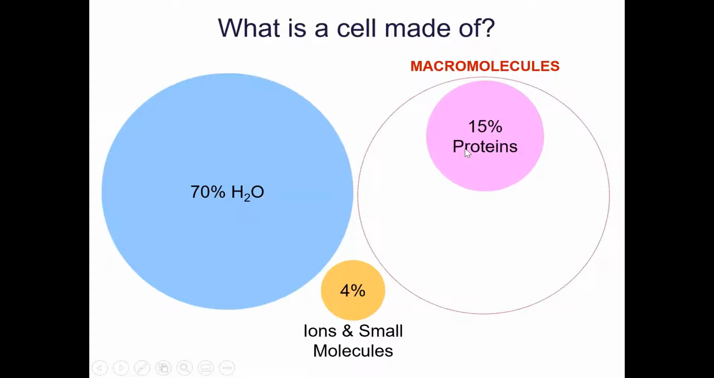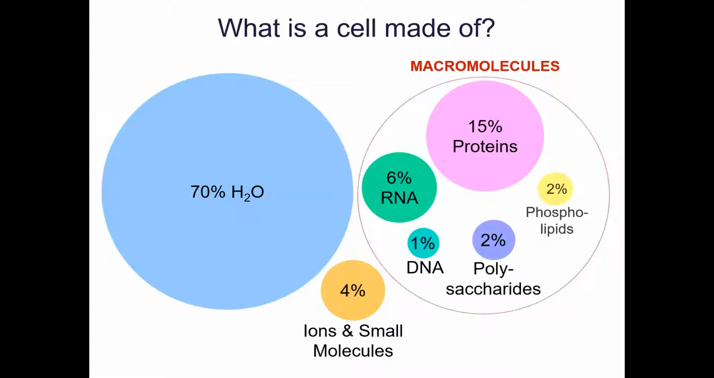So here's the rough breakdown. We've got proteins, RNA, DNA, polysaccharides, and phospholipids. There are other lipids in there again. Most cells don't have a huge amount of lipids other than the phospholipids, unless they're fat cells.